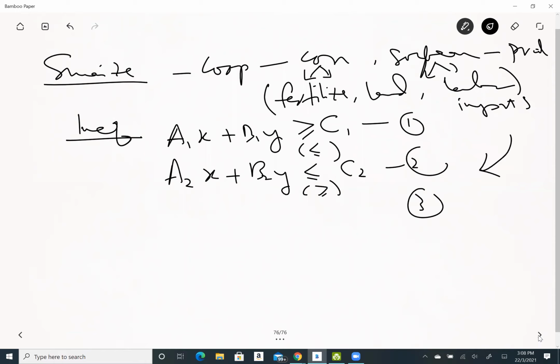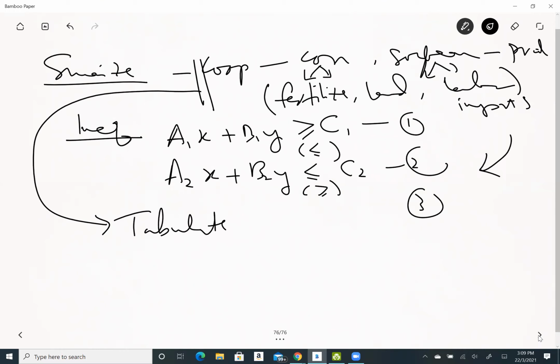So what we want to do from this information is tabulate it, make it into a table. You want to relate, okay? You want to relate all this information. In other words, you want to relate the corn, soybean, okay, to the inputs, to the fertilizer, land, labor, okay?